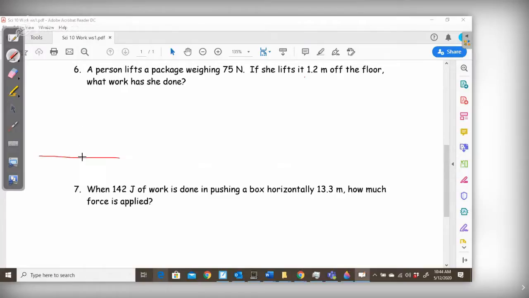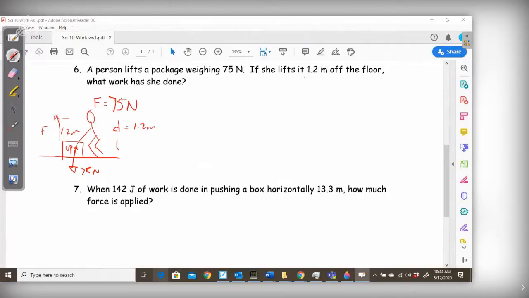All right, so here's the package. And she has come in and she's picking this up and she's lifting it up. And the force, well, we know that it has 75 newtons. That's the force of gravity pulling it down. So that's going to be our force that we're going to use. The distance, well, she takes it 1.2 meters. What work has she done?